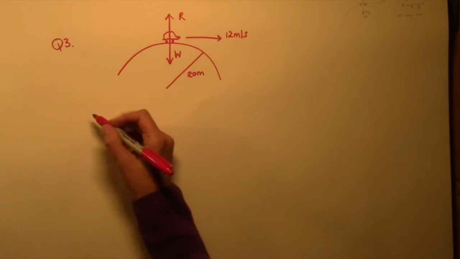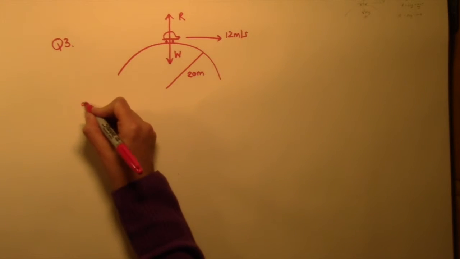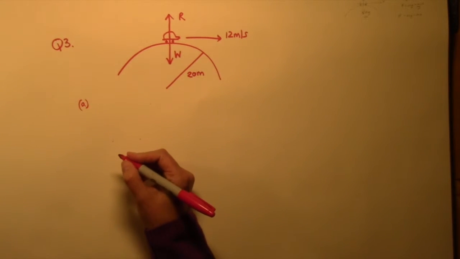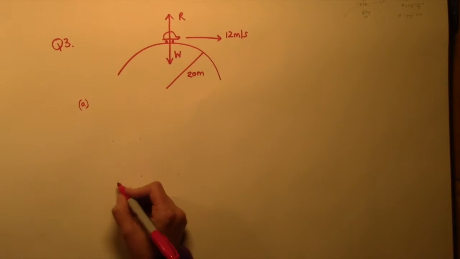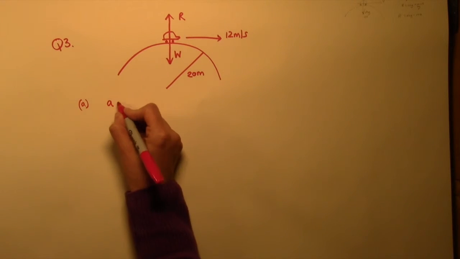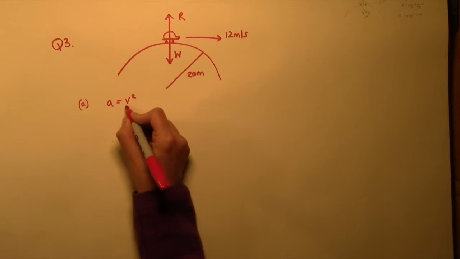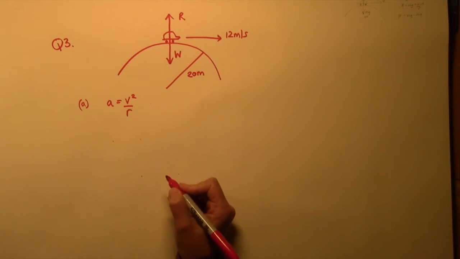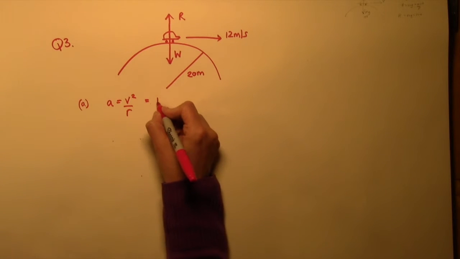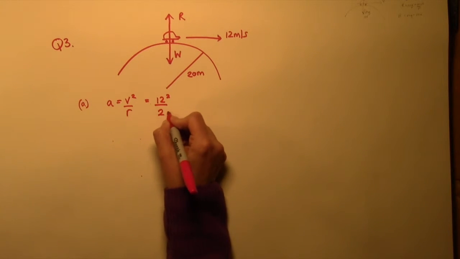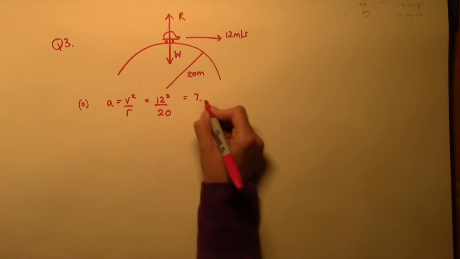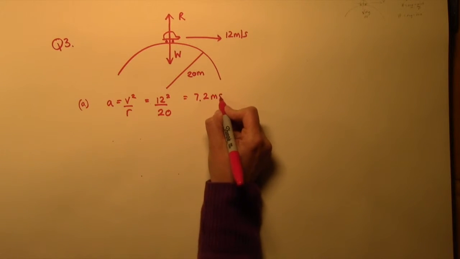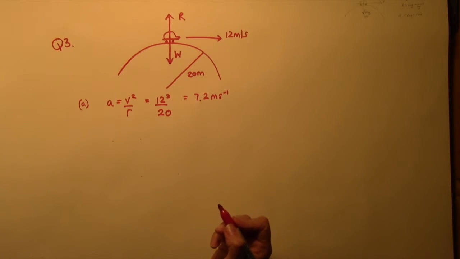Okay, so our first part is question 3a, find the centripetal acceleration. And I expect most people are happy with acceleration is v squared divided by r, the velocity squared divided by the radius, which is 12 squared divided by 20, which comes out to be 7.2 metres per second squared. So that's the acceleration. And it's accelerating because it's changing direction, not because it's changing speed.